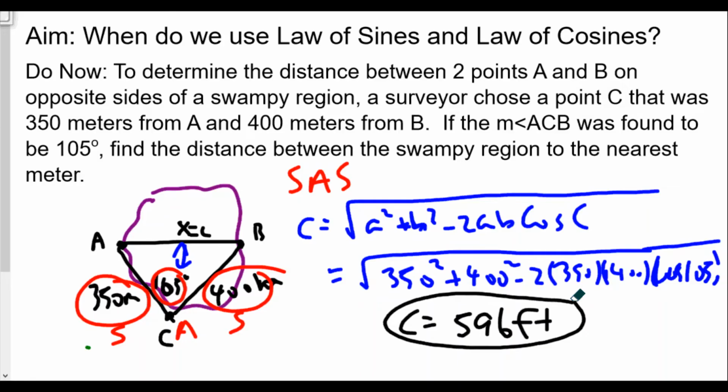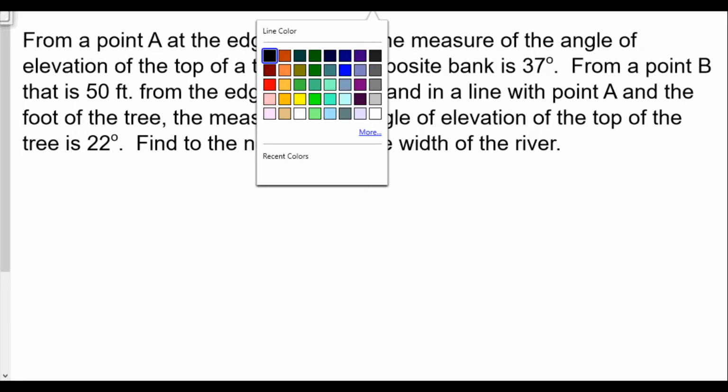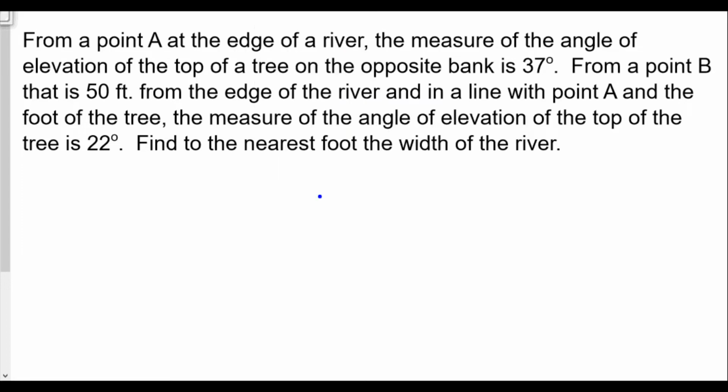Our next problem will take us here. From a point A at the edge of a river, the measure of the angle of elevation to the top of a tree on the opposite bank is 37 degrees. So we have this river. Okay, little river, here we go. And there's this tree at one side of the river.